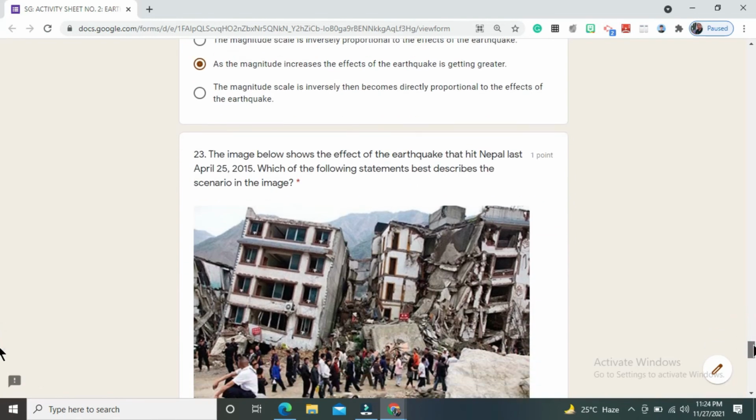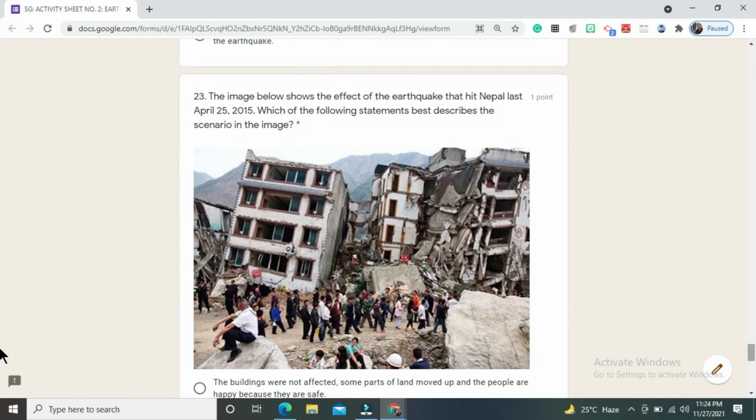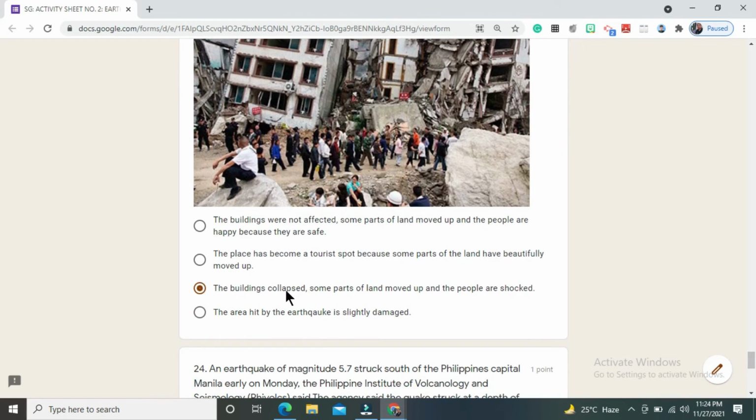Question number 23. The image below shows the effect of the earthquake that hit Nepal last April 25, 2015. Which of the following statements best describes the scenario in the image? The correct answer is the buildings collapsed, some parts of the land moved up, and the people are shocked.